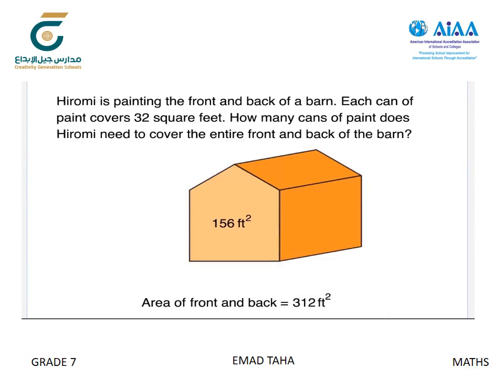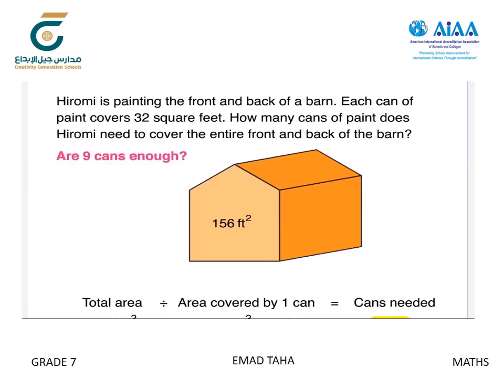Ask students to explain the next step of the solution. Listen and look for students who explain that the total area of the front and back, divided by the area covered by 1 can of paint, equals the number of cans of paint that Hiromi needs to use. Point out that the quotient is 9 and a decimal.